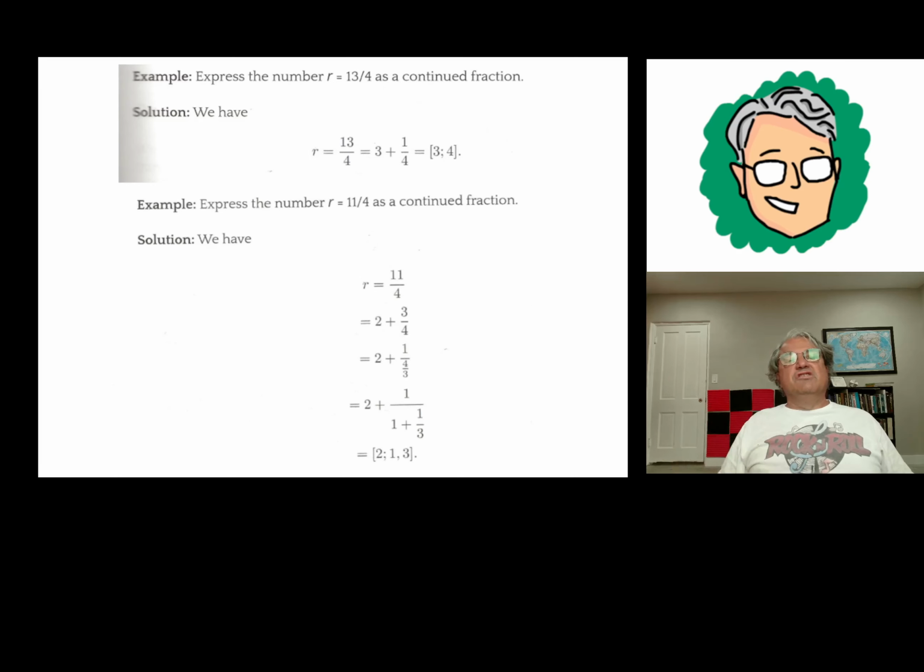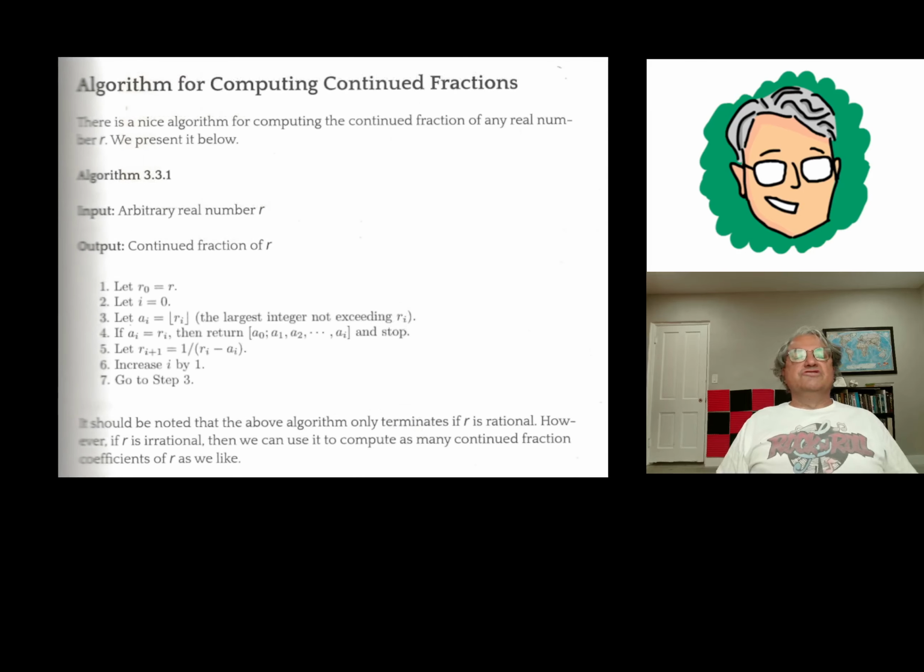So let's start at the beginning. R sub 0 was 11/4. So A sub 0 was the floor of that, which is 2. And then R sub 1 is going to be the reciprocal of, remember R sub 0 was 11/4, and when we subtract A sub 0, which was 2, from that, we get 3/4. But now we have to take the reciprocal of that, which is 4 thirds. That's going to be our R sub 1. So R sub 1, when you use this formula, turns out to be 4 thirds in this case.